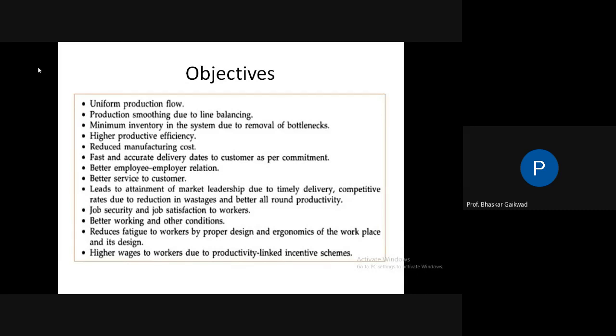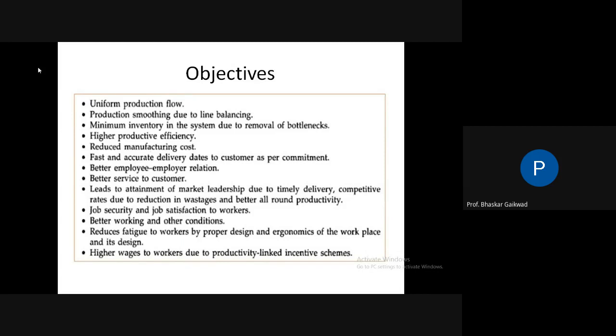Security is just like insurance plans, incentives, or any facility. If you provide it, definitely those workers will willingly work in that industry and get good satisfaction. And once satisfaction is there, efficiency will increase, and this is because of the work study.